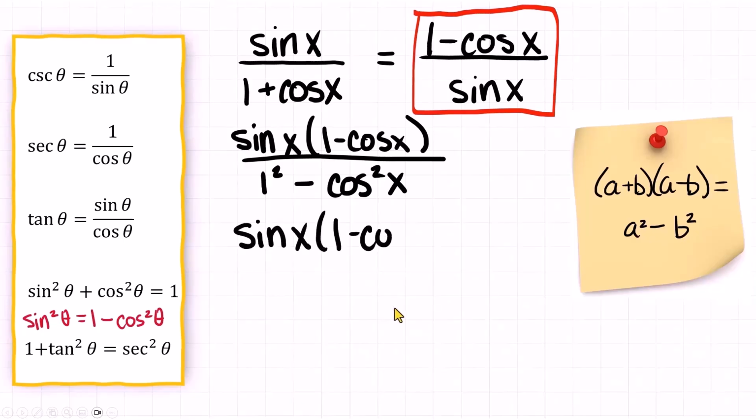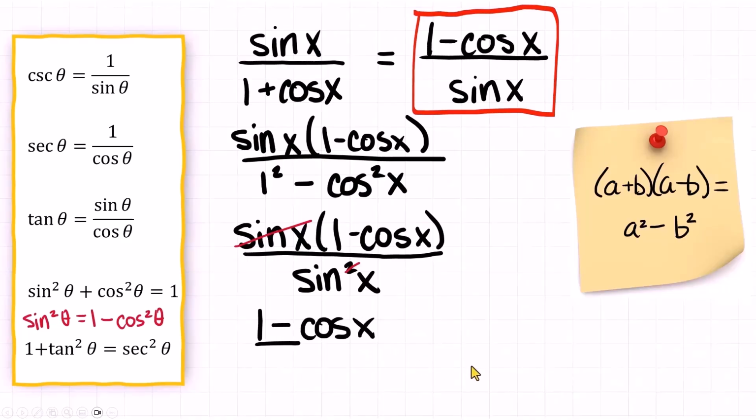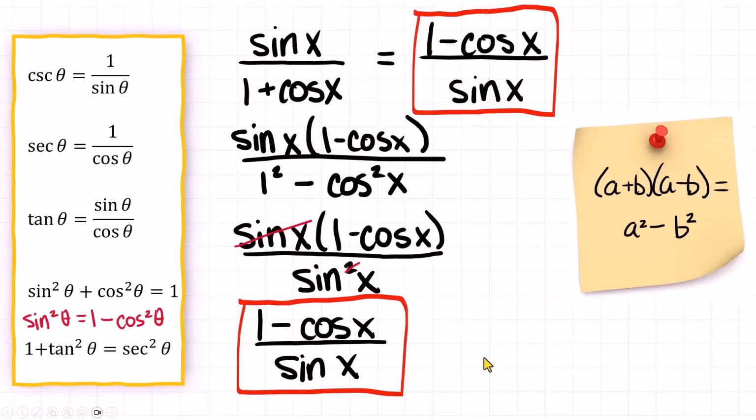And we have sine x over 1 minus cos x. We're getting closer to our target. Can you see it? I have a sine x on the top and I have sine squared x on the bottom. If I cancel one of the sines, I'm canceling the square. Like just think of sine x times sine x and you're canceling one out. What you're left with is what we need. 1 minus cos x over sine x. Put a box around it. Pat yourself on the back because that one's difficult.